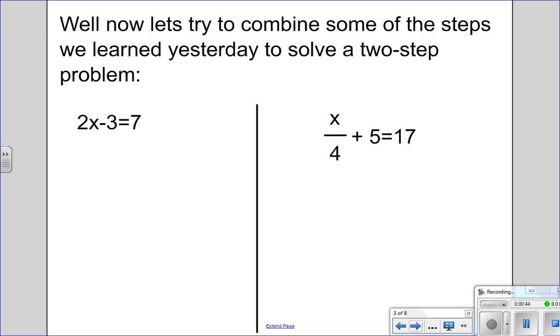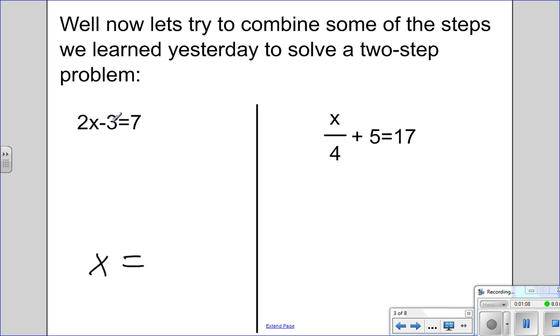So I have two equations here, and it looks like it's going to take more than one step to solve them. So we're going to use some of the skills that we learned yesterday to solve these two-step problems. So I have 2x minus 3 equals 7. Now, I want to solve for x. So it's x equals.